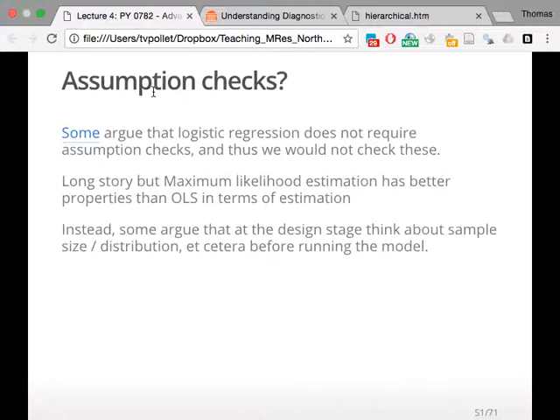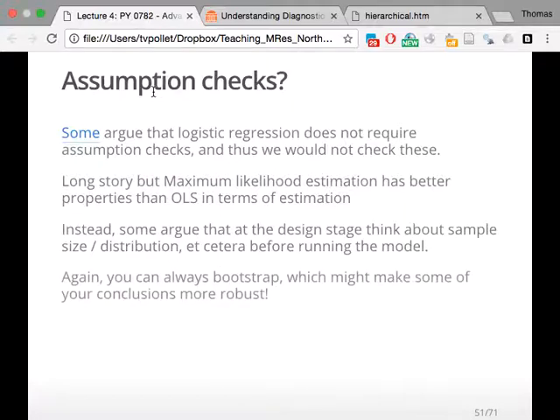So some argue instead that you should think closely about sampling size and distributions at the design stage. Are you expecting it to be very lopsided, like 98-2 or something? Then this might not be the route forward before running the model. Again, you can always bootstrap. What I've shown you with regression also applies here. You can bootstrap everything.